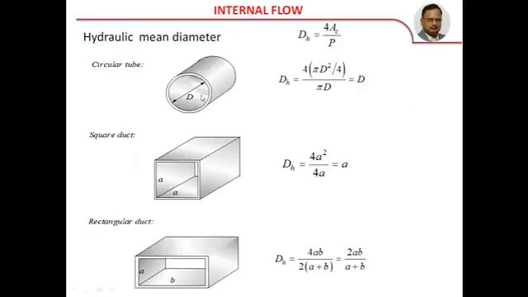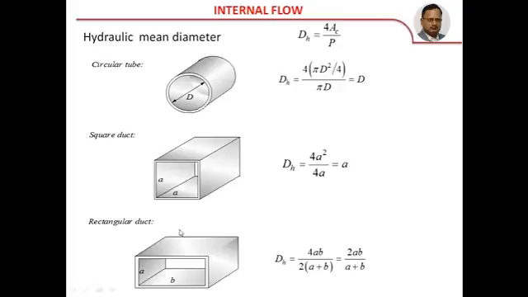Now when I say hydraulic diameter is 4 times cross-sectional area by wetted perimeter, for different cross sections, how to calculate this hydraulic mean diameter? Let us consider the circular tube, in the beginning itself. 4 times cross-sectional area pi by 4 D square divided by pi D, which is nothing but the diameter.